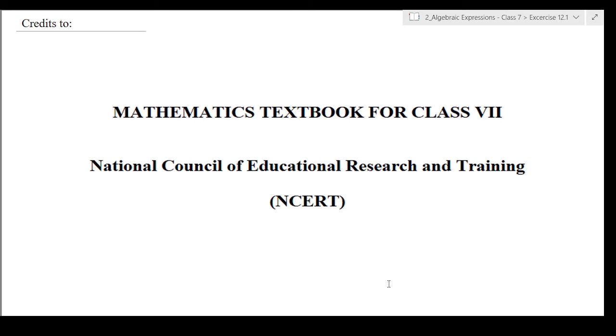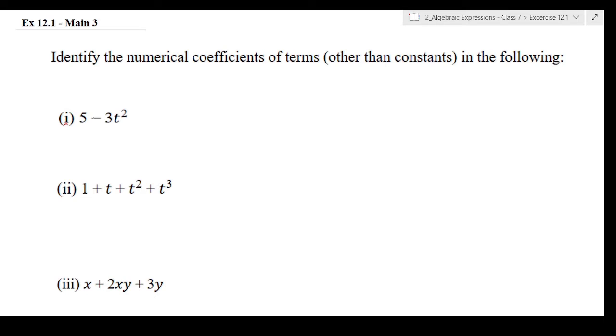Let's get started. In this problem, they've asked you to find out the numerical coefficients. So you have to find out the numerical coefficient of terms in the given expressions. Remember, we are excluding constants. What are constants? Constants are numbers which have a fixed value.